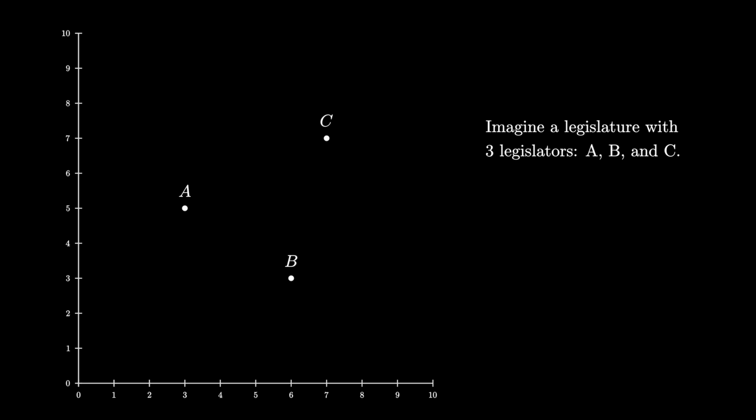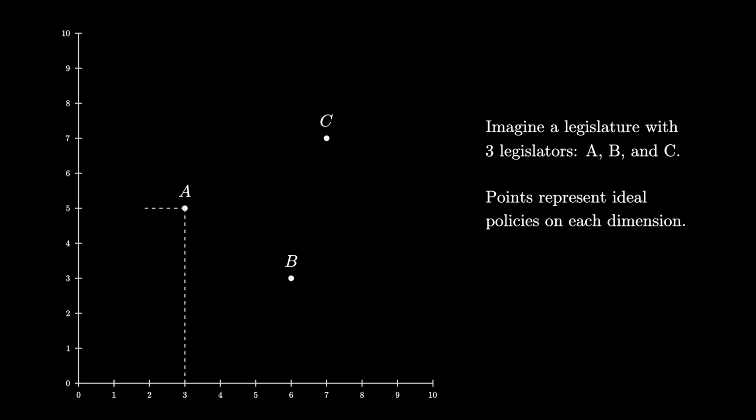Like in the one-dimensional case, we can place legislators at their ideal points on this grid. Let's imagine a legislature with 3 legislators here. Their ideal point represents their most preferred policy on each of the two dimensions. In this case, legislator A prefers a policy of 3 on the horizontal axis and 5 on the vertical axis. Once again, we have a status quo policy, some existing policy that represents the current law on the books. In this case, the status quo policy is at 5 on the horizontal axis and 5 on the vertical axis. Any new policy must be pitted against this status quo.